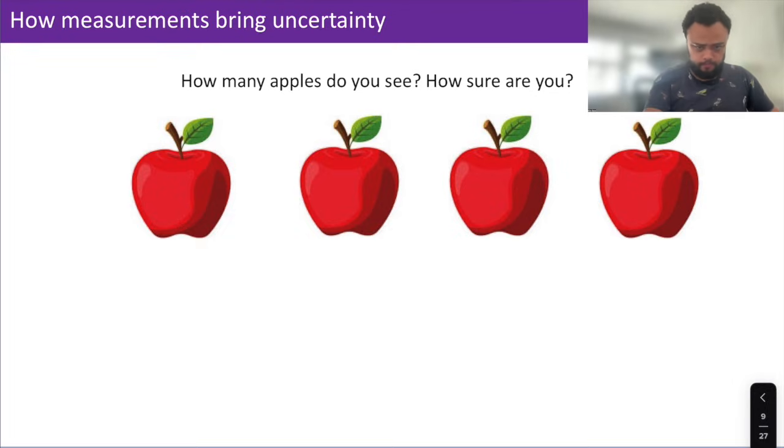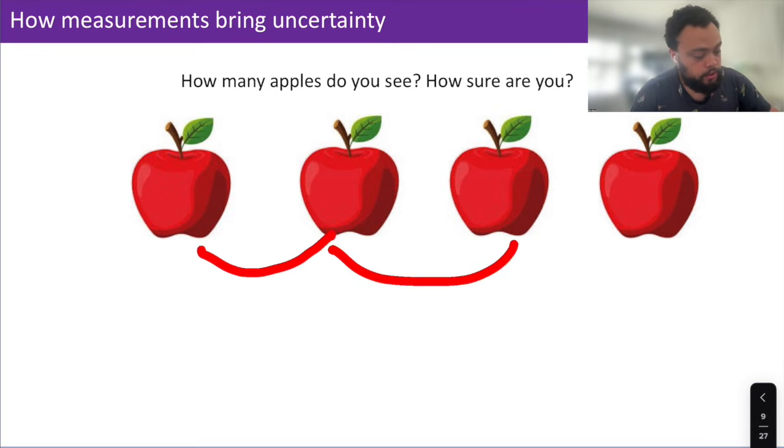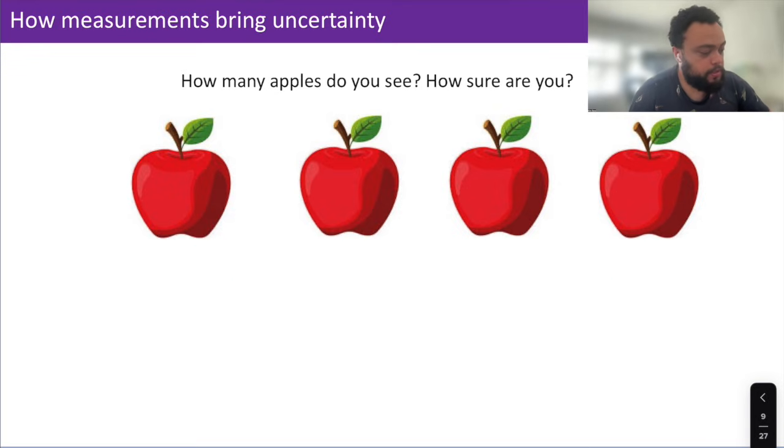So uncertainty, for example, can be looked at here. Certainty is a way that we can look at this one, right? If I said, how many apples do you see here? You would say there are four apples, right? That is 100% certainty that there are four apples. You got one, two, three, four. And this would be an example of counting.